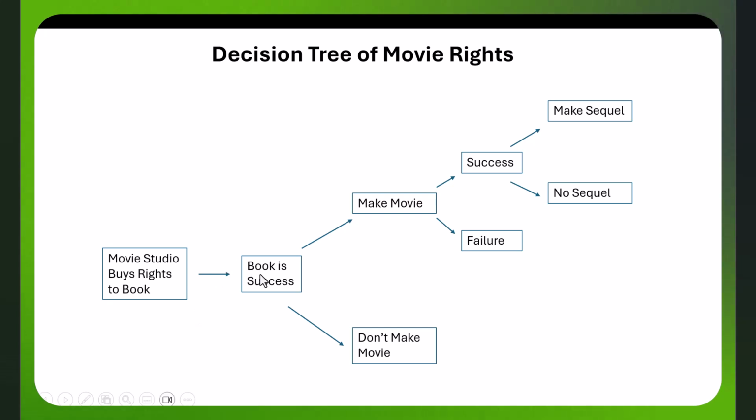If the book is a success, they can still decide, don't make the movie. On the other hand, if the book is a success, they decide to make the movie. If they make the movie, it can be a failure or it can be a success. If it's a success, they may choose to make a sequel or they may choose not to make a sequel. So there are a lot of different options they have along the way.